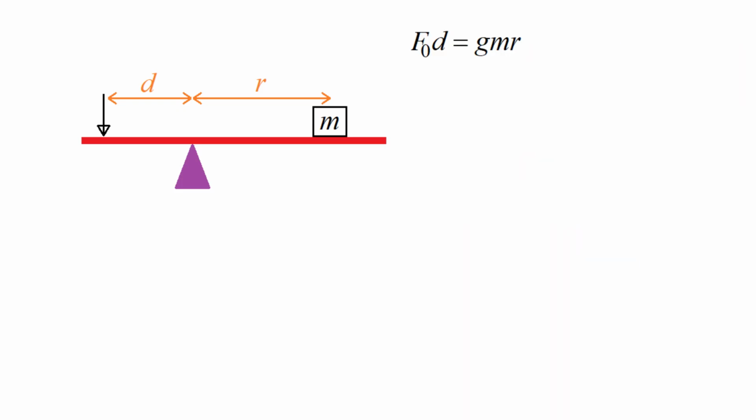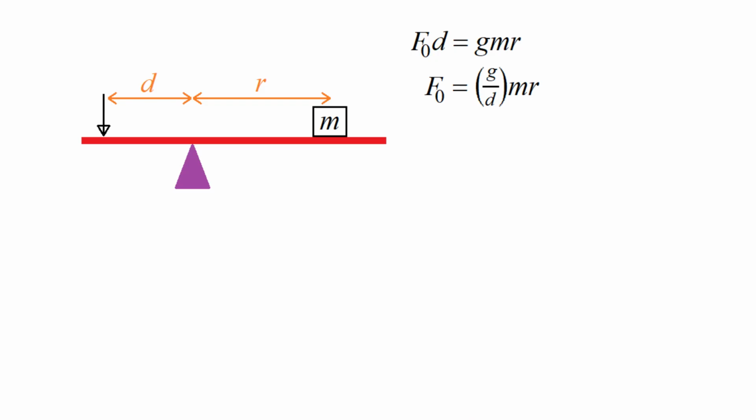For my force to exactly balance out the turning effect of the object's weight, we're going to have that my force times d is equal to the weight of the object times r. That's the principle of levers. And remember once again that the beam itself is assumed to be weightless. And so, bringing d to the right-hand side, we get this expression for F0.